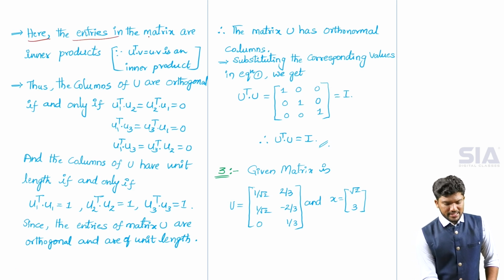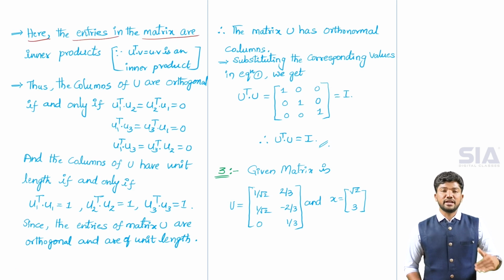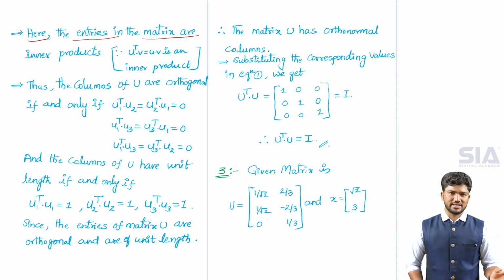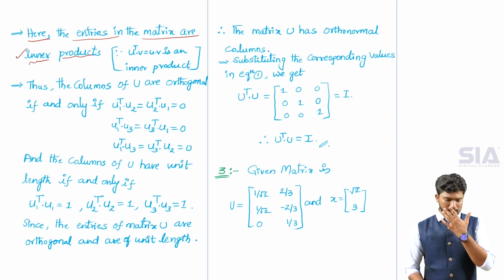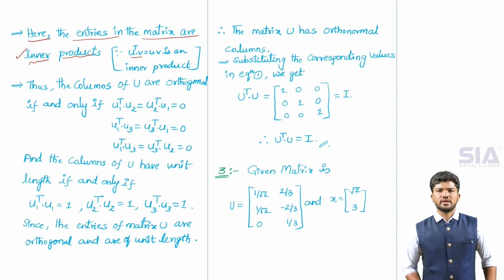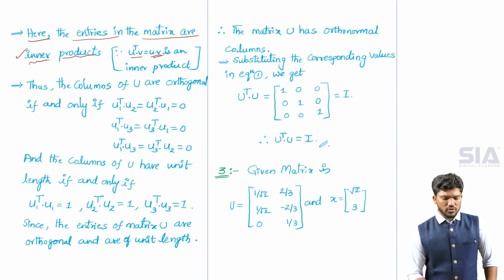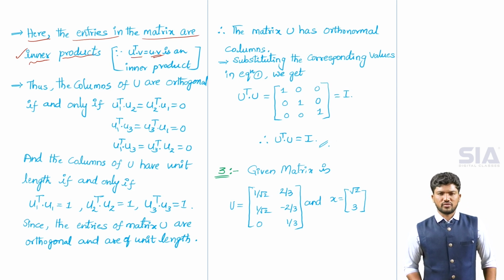Here the entries in the matrix are inner products. Whenever you apply the multiplication for those entries, the product of those entries is in the inner product format. That means a scalar product. U transpose into V, that is U into V, is an inner product from the definition.